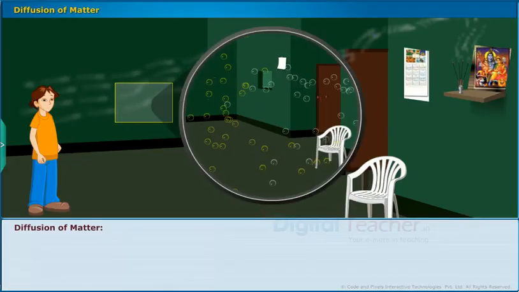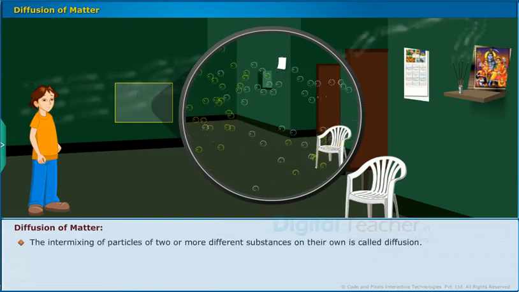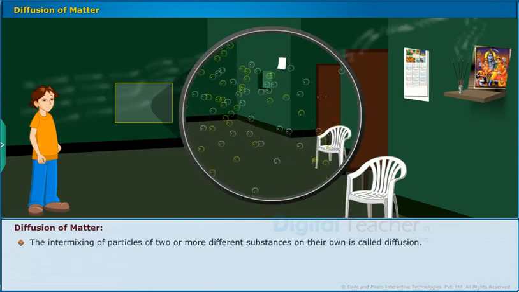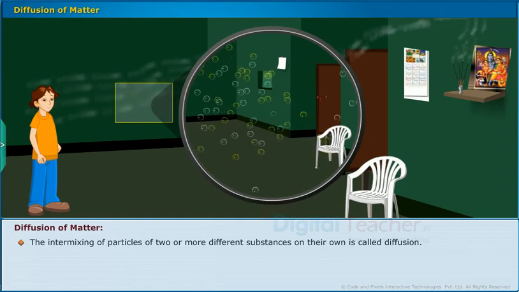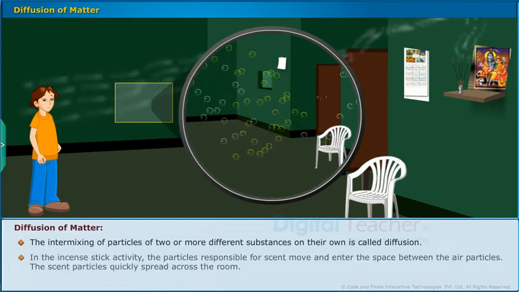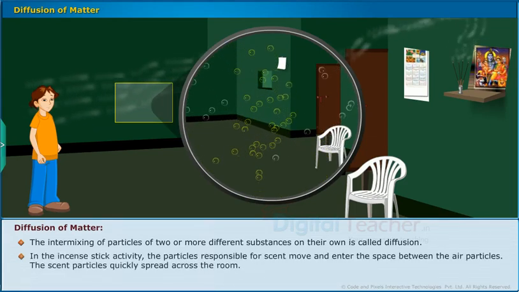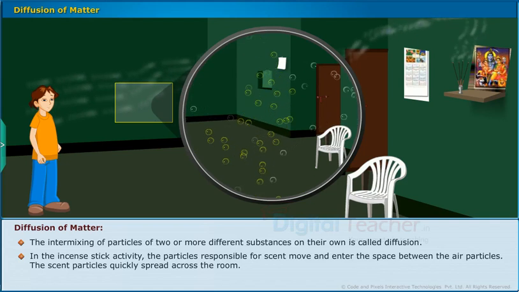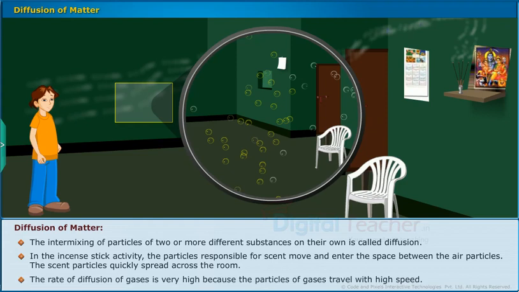Diffusion of matter. The intermixing of particles of two or more different substances on their own is called diffusion. In the incense stick activity, the particles responsible for scent move and enter the space between the air particles. The scent particles quickly spread across the room. The rate of diffusion of gases is very high because the particles of gases travel with high speed.